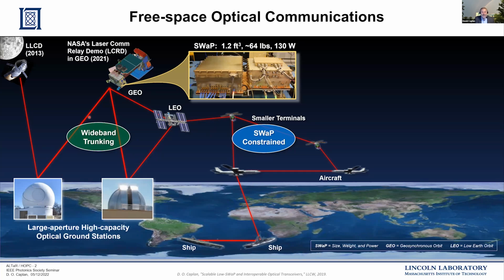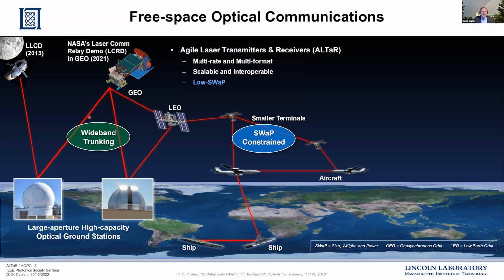And so as a result, we at Lincoln have been working on these Agile laser transmitter and receiver designs that are intended to address a more widely applicable technology capability with multi-rate and multi-format capabilities, designs that are scalable and interoperable with existing designs such as the LCRD and the LLCD systems that have already been demonstrated. And perhaps most importantly, we're targeting low size, weight, and power implementation so that we can support wideband trunking applications as well as these size, weight, and power constrained platforms of interest.